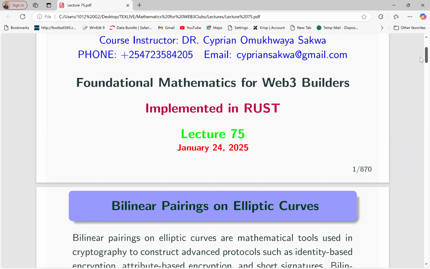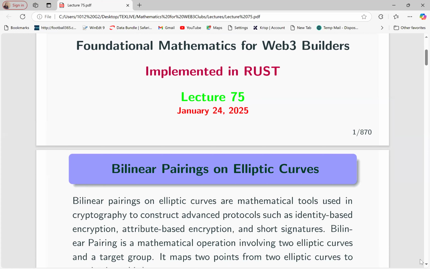But I thought somebody had asked to look at bilinear pairing, and then we'll go back and look at those twisted Edwards curves because they're very much common in real life applications. Now, bilinear pairing is also a very good tool that is used in cryptography, especially if you want to look at securing data, that is encryption and decryption.